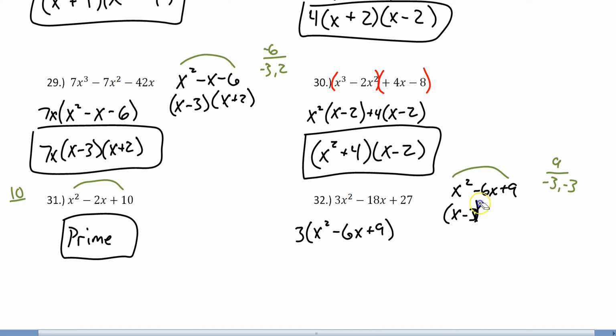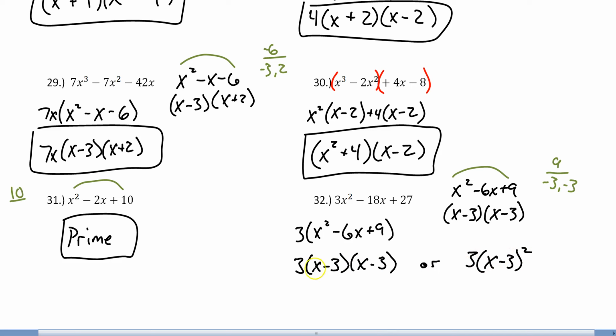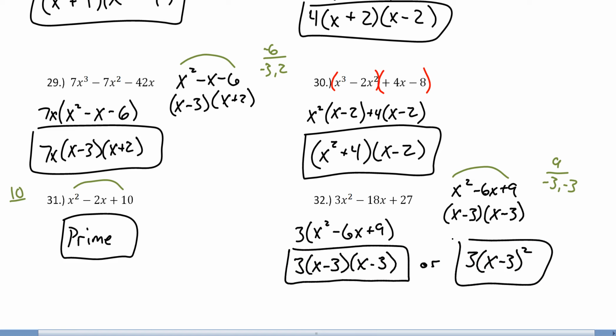That was not a very good set of parentheses. Let me try again. And so now when I come back over here, it's 3 times x minus 3 times x minus 3. Okay? Or you can now write it as 3 times x minus 3 squared. And just understand that those are the same thing. So either one of these is an acceptable answer. Okay?